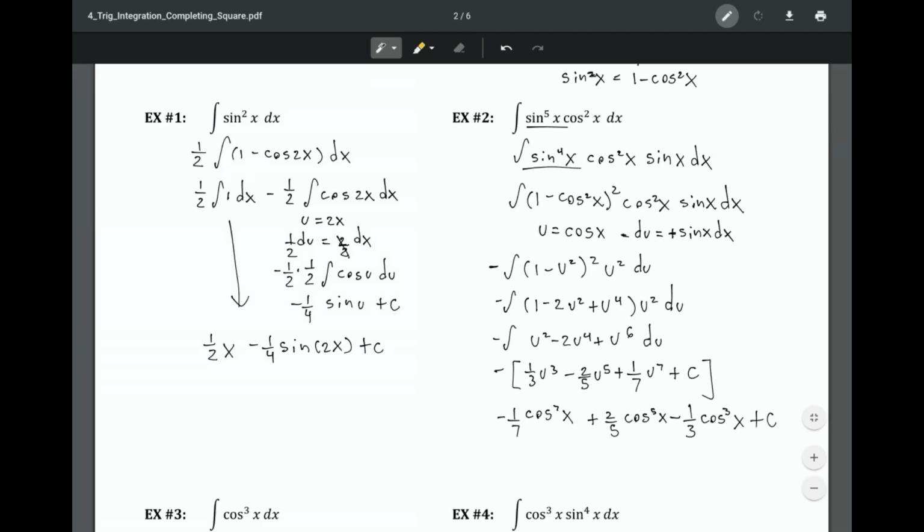Now, I know what you're thinking. That negative, shouldn't that make that a negative c? Sure. But whether it's a negative or a positive, it's still a constant. So please don't get caught up in that.